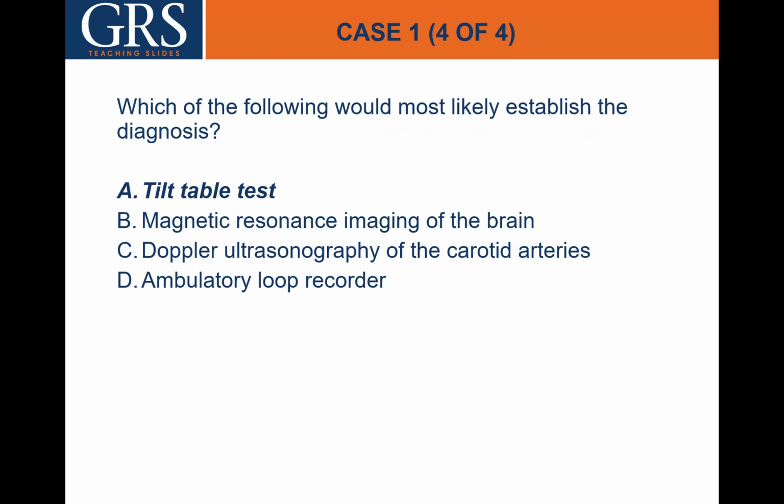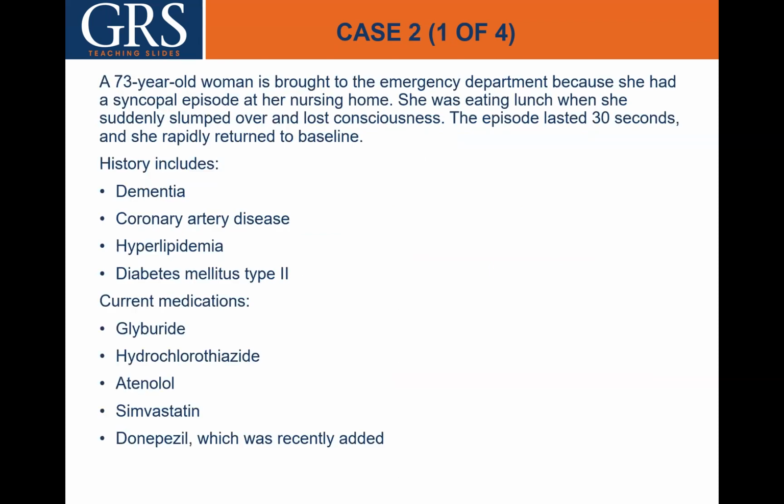vasovagal syncope. MRI is normally not done unless the patient has an apparent history of neuropathy or neurology problems, or any brain problems. Doppler ultrasound for carotid arteries is normally not done unless the patient has had a stroke or any other concerns. An ambulatory loop recorder is for when the patient has some palpitations or other heart issues.